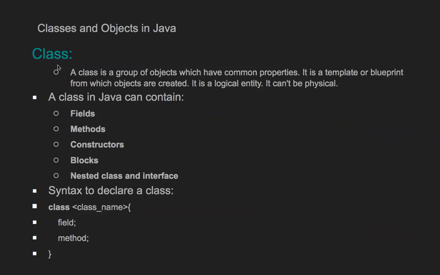So let's see what a class is. A class is a group of objects which have common properties. It is a template or blueprint from which objects are created. It is a logical entity and it can be physical.